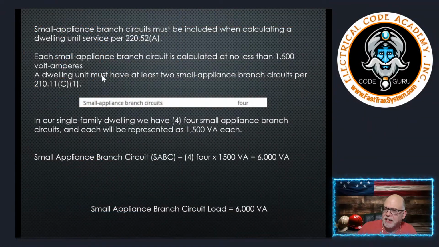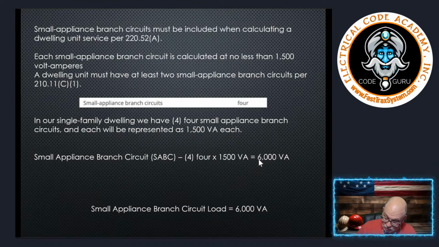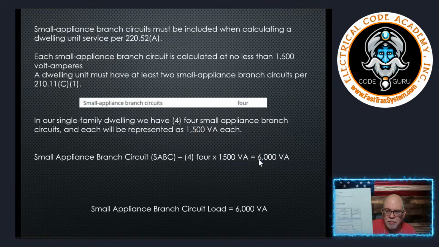We've got 1500 VA each, and we know we've got 4 of them, so it's pretty simple. We're going to do 4 times 1500, and that's going to give me 6,000. So on my form down here, I'm going to say that I have 4 of them. So 1500 times 4 is 6,000. So on my form, we just do it.